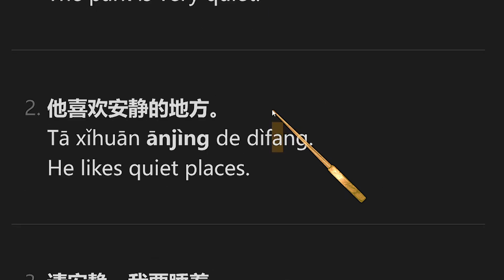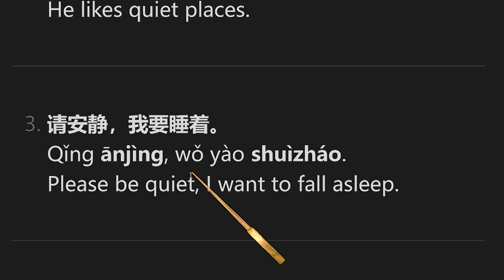As you can see, 地方 is with a zero tone. We have different tones for different meanings. So 地方 with the fourth and zero tone means places. But 地方 with the first tone represents localities, some places in your country, for example, some distant places, something like that. So here is the zero tone, 地方. 他喜欢安静的地方. 对.